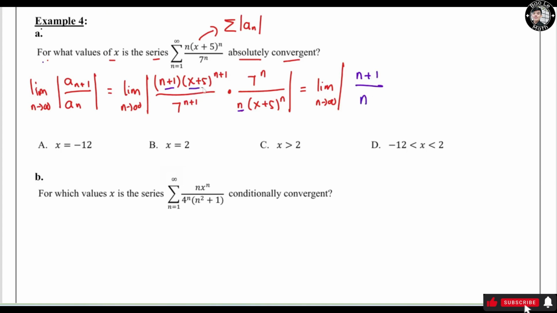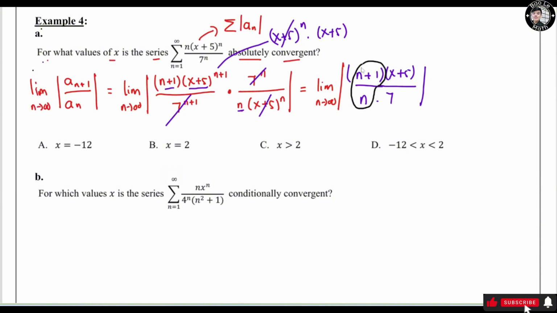Now this one, (s+5) raised to the n plus 1, can be written as (s+5) raised to the n times (s+5), right? So this guy and this guy cancel out, so we have s plus 5 left on the top. Now 7 to the n and 7 to the n plus 1 is going to leave 7 on the bottom. When n approaches infinity, this guy right here approaches 1, so we only have (s+5) over 7 left.